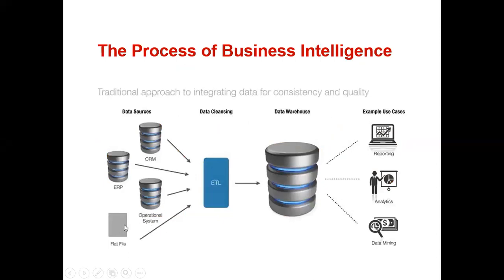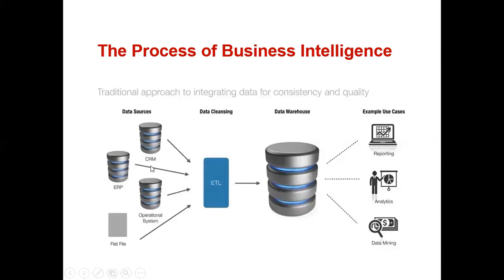Now we'll see, I have already explained the process of business intelligence. If it is an organization, let's take the supermarket. So we'll get data from different sources: customer data, ERP data, operational data, flat files data. Don't try to analyze these things. I'll tell this in a simple way.